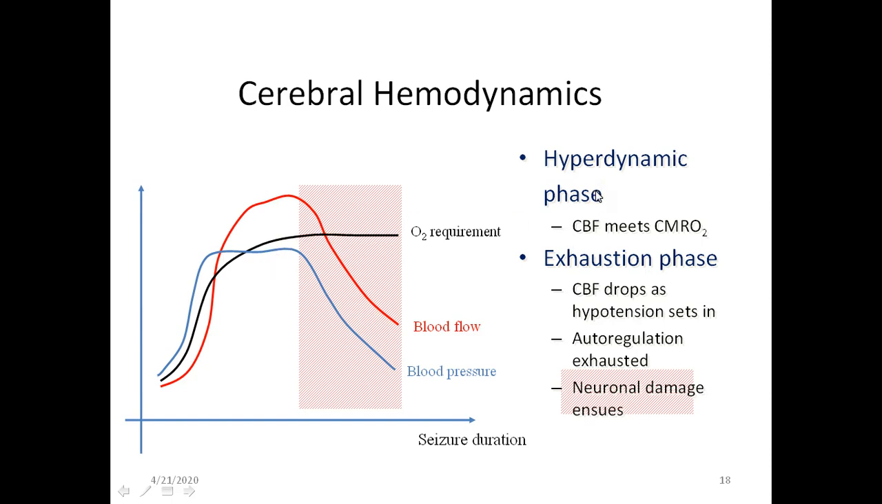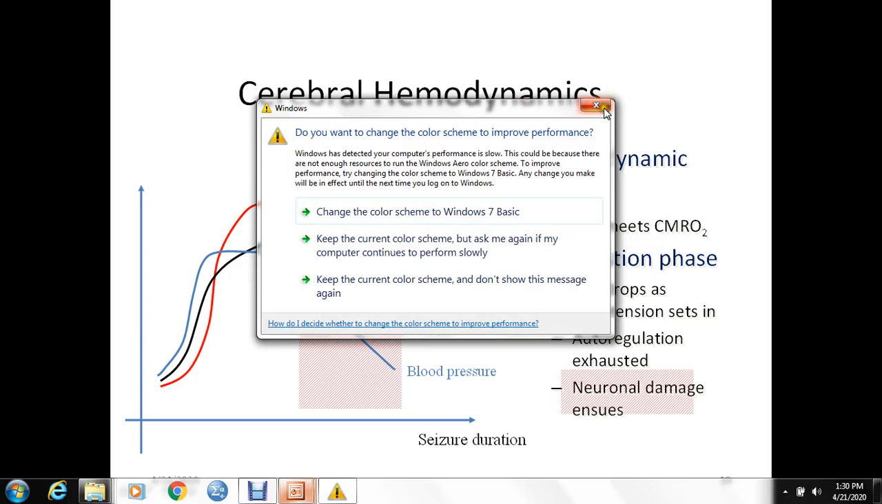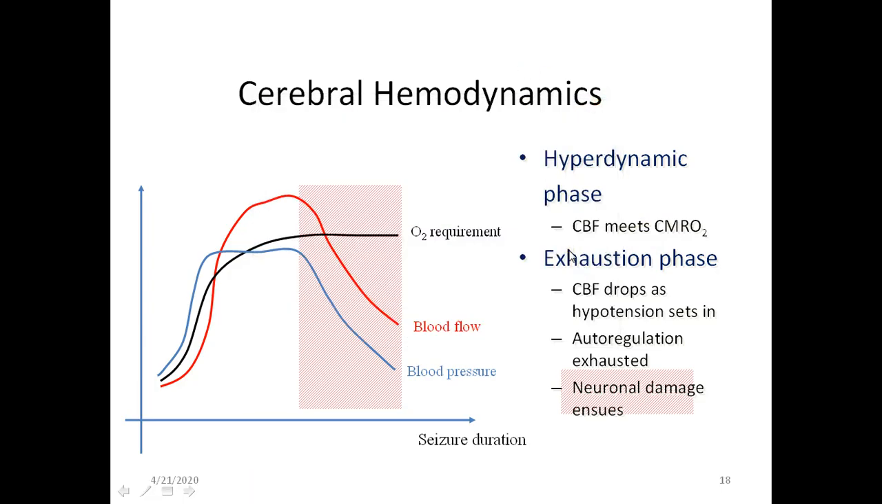So initially, in the compensatory phase of cerebral hemodynamics, which is a hyperdynamic phase, the cerebral blood flow exactly matches the cerebral metabolic requirement of oxygen. So in the hyperdynamic compensatory phase, CBF, cerebral blood flow, meets the CMRO2, but in the exhaustion phase, the cerebral blood flow drops, hypotension sets in, autoregulation is exhausted, and then what happens, which is shown in the red bar, is that neurological damage occurs. This damage can be in the form of cell death, cell injury, or alteration in the cellular network of the brain. So functional capacity can be changed.